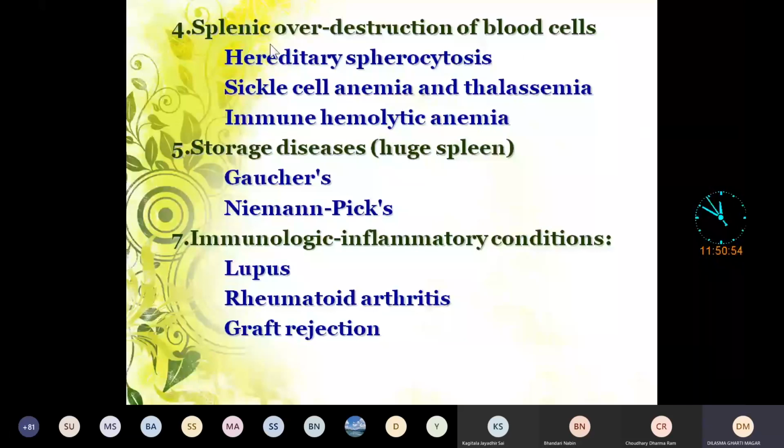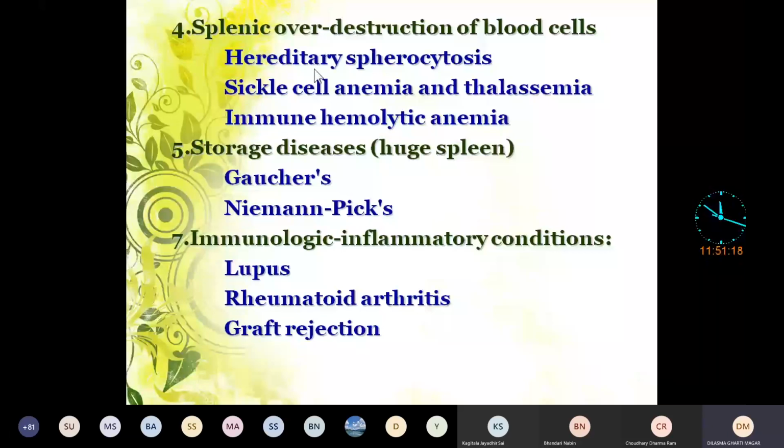Now here you see another point for splenomegaly: over-destruction of the blood cells. Whenever the spleen causes over-destruction, destroying the RBCs or other cells, that time also it will lead to splenomegaly. In case of hereditary spherocytosis, the spherocytes cannot change their shape, and that's why it will lead to splenomegaly. And in case of sickle cell anemia and thalassemia, isn't it? Here the RBCs will not be the normal ones, so here also it will lead to splenomegaly.